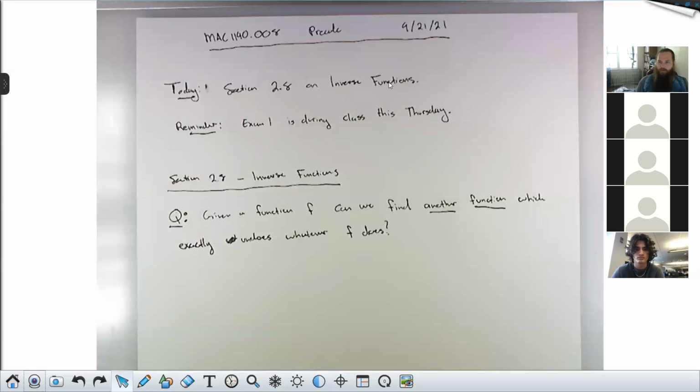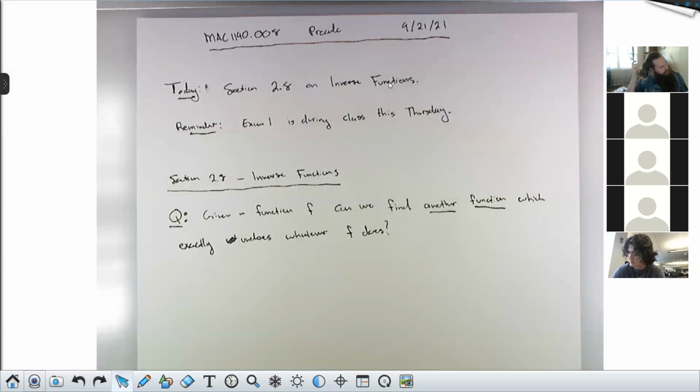So you know some examples of functions that are kind of easy to play this game with. If f is the function that takes its input and adds 3, right? f of x equals x plus 3. Then the function which exactly undoes that would be the function that subtracts 3. Or if f is the function that takes its input and multiplies by 7, then the function which exactly undoes that would be the function that divides by 7.